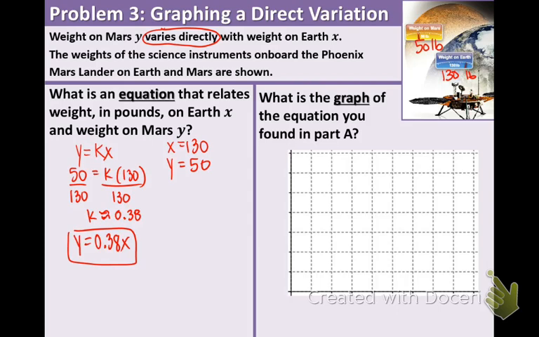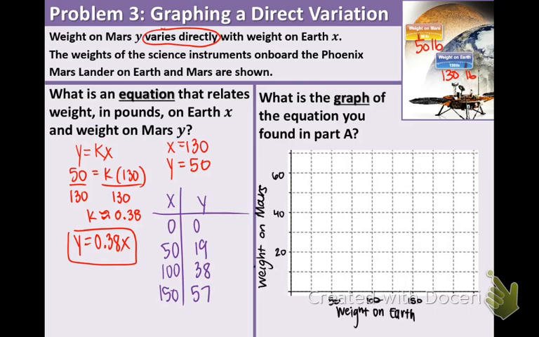So now we need to graph this thing, and a table will make it easier. So let's make a table. x, y. I'm going to use values 0, 50, 100, and 150. And the way that you find the matching y values is you plug in the x value and do the operation multiplying by 0.38. So we get 0, 19, 38, and 57. Now, feel free to pause this video to label your graph at right. I'll do the same. Okay, now we have our graph ready to go.